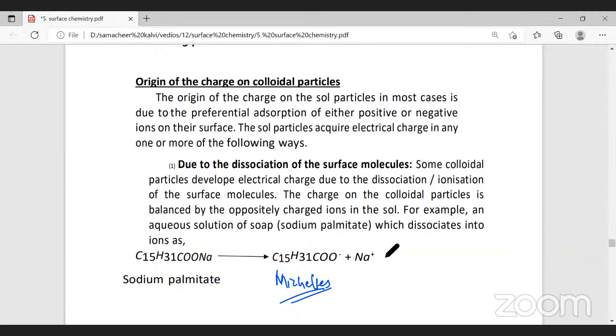One is called hydrophilic. The other one is hydrophobic. Hydrophobic means the part of the molecule which does not have any affinity towards water. This is hydrophobic in nature. Now, this hydrophobic part gets accumulated like this to form a soap micelle.